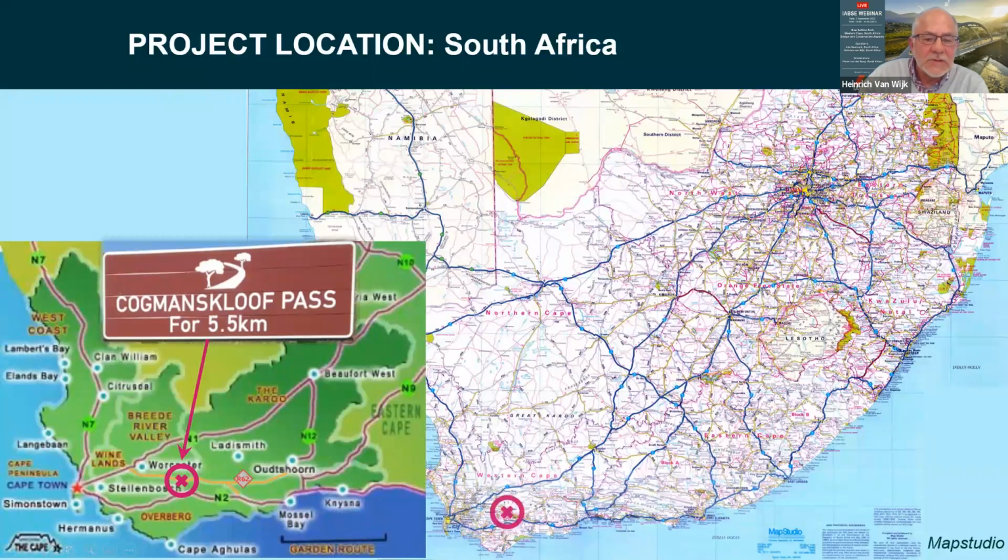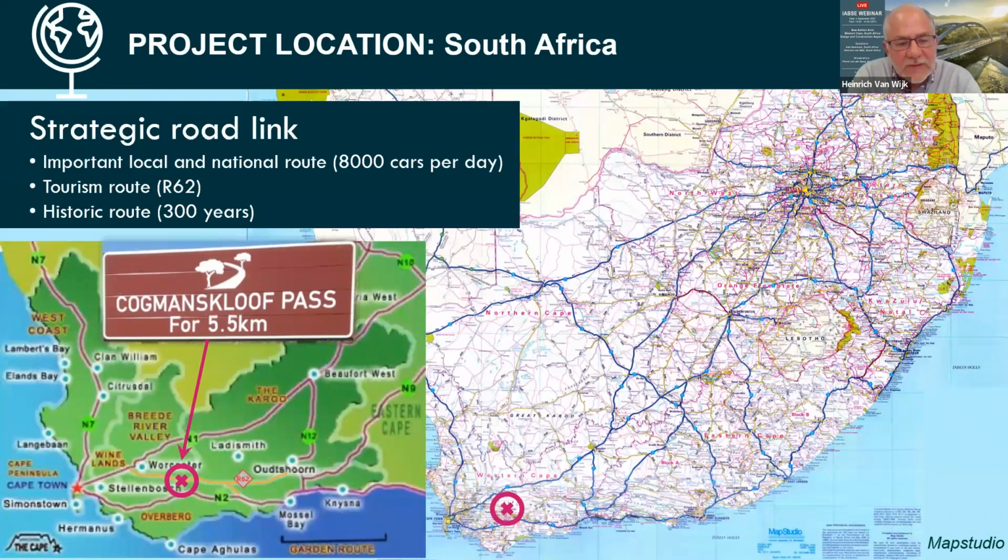As mentioned, the project is located in South Africa, at the southern tip of Africa, for those who might not be aware exactly where we are. This route is one of our strategic local and national routes, also a very important tourist route, and has been a historic link for the past 300 years in South Africa. The project entailed quite a large upgrading of an existing pass, and also links to two towns, and our bridge is located in the town of Ashton, which is at the start of the project.